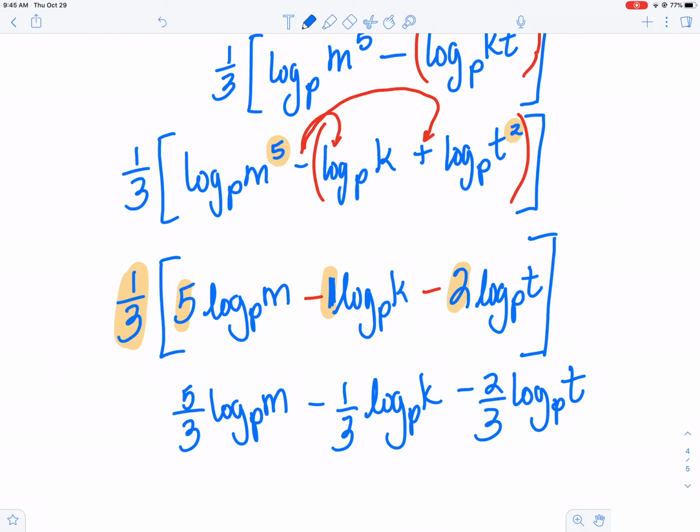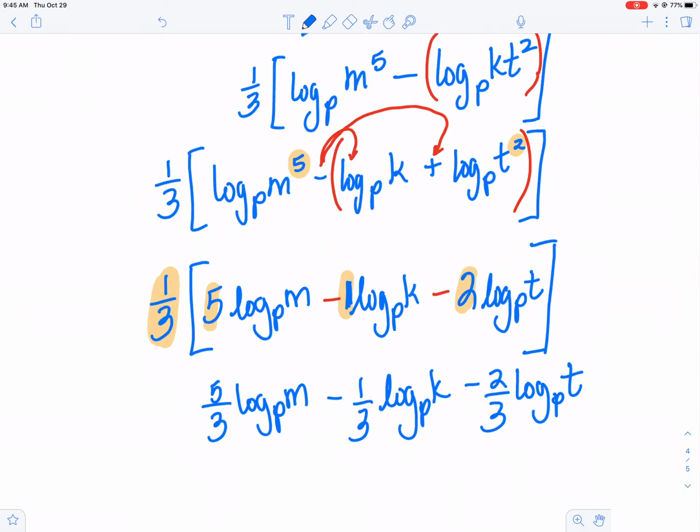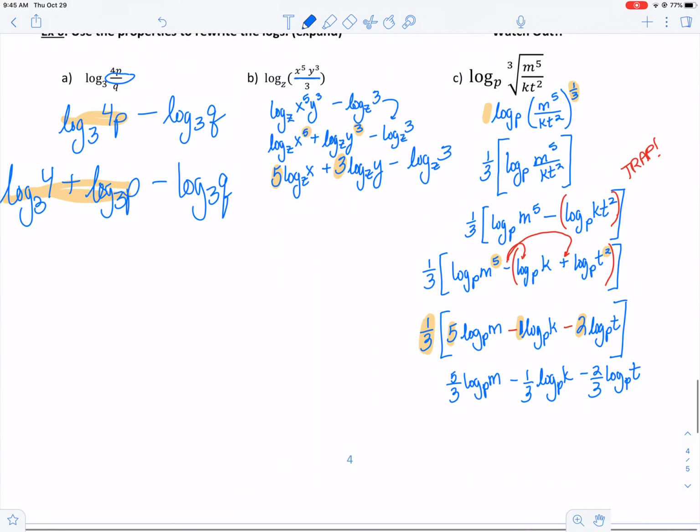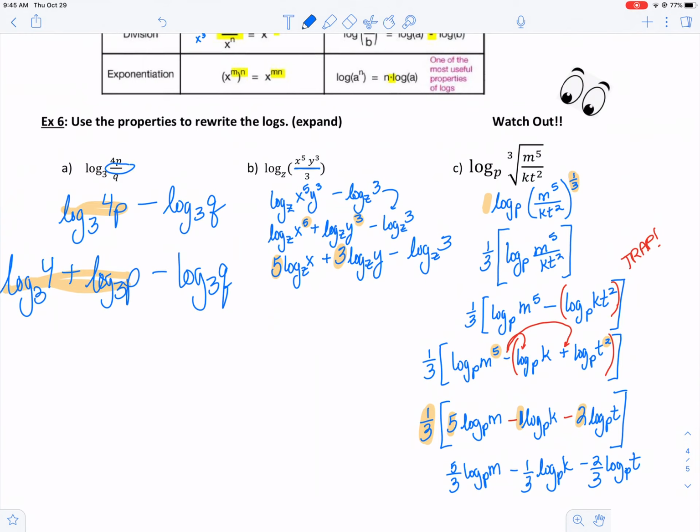Whew! All right. So we finally expanded that as far as we can go. So that's expanding, and that's going to be as hard as it's going to get.